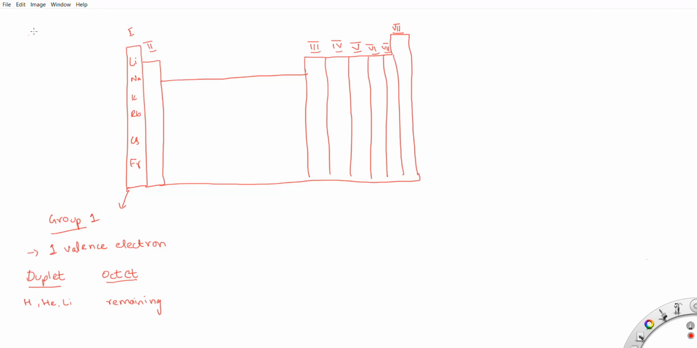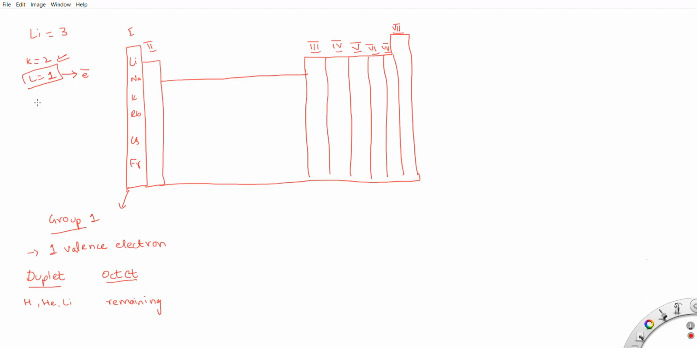Let's consider lithium. Lithium has an atomic number of 3. That means its K shell has 2 electrons and L shell has 1 electron. As you can see very clearly, this is the last shell, and since lithium belongs to group 1A, it has 1 valence electron. If lithium wants to become stable, it can lose this electron so that it goes back to the duplet configuration, which is a stable configuration.